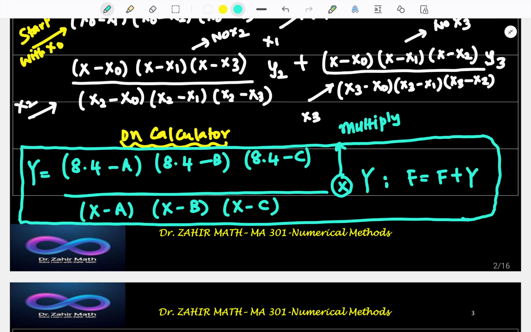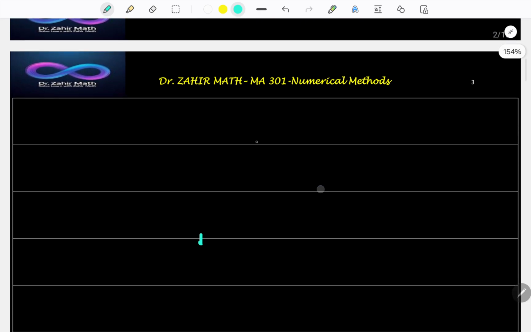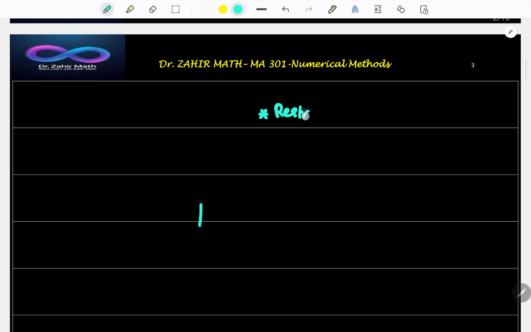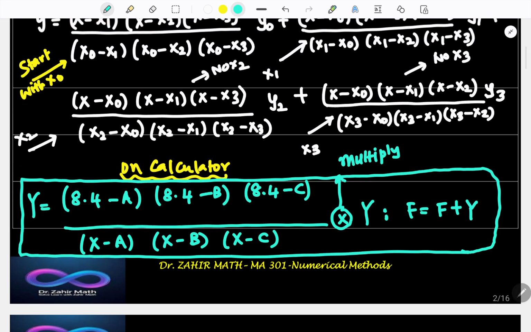Before you type the formula, very important, restart your calculator. Very, very important, because some values will be stored earlier. So restart your calculator, the first point. And the second point is you fix your calculator for 4 decimal places, because the decimal place is not mentioned. So it is 4 decimal places. Keep that in your mind. So I type this formula.